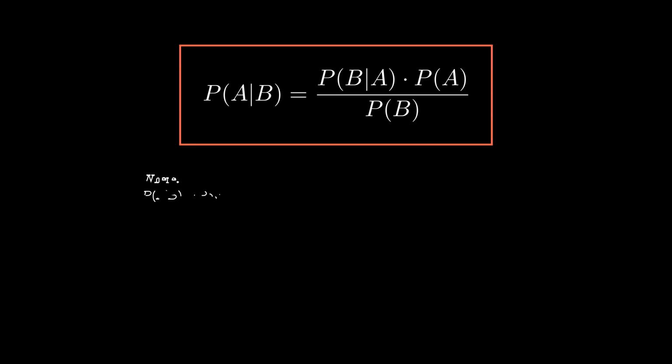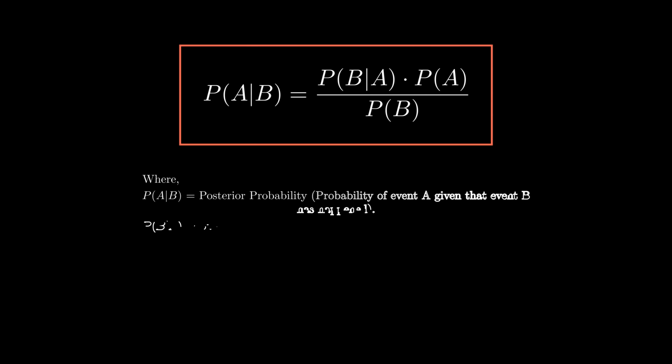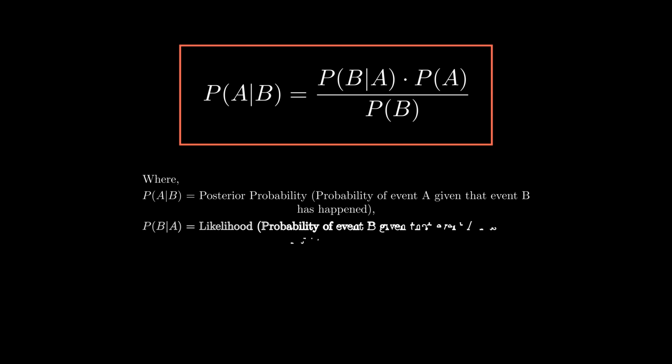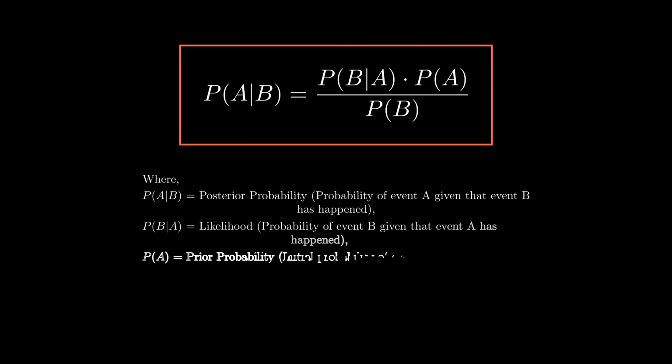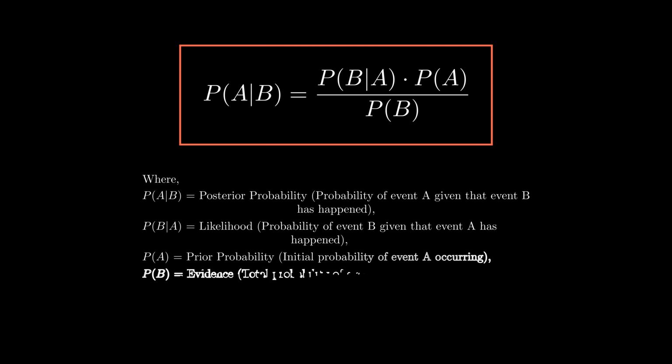It calculates the probability of an event based on prior knowledge of conditions, where P of A given B is the posterior probability, the probability of event A given that event B has happened. P of B given A is the likelihood, the probability of event B given that event A has happened. P of A is the prior probability, the initial probability of event A occurring. P of B is the evidence, the total probability of event B occurring.